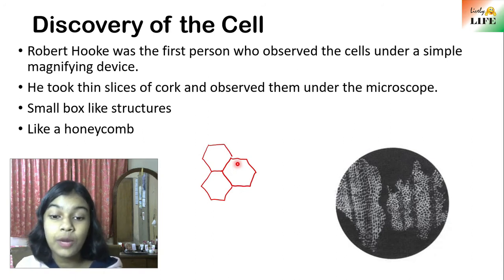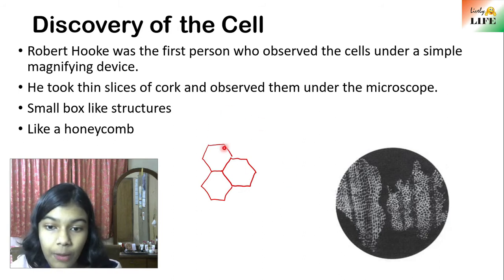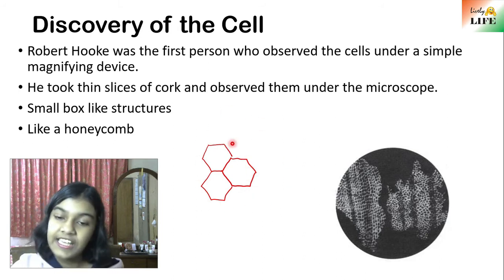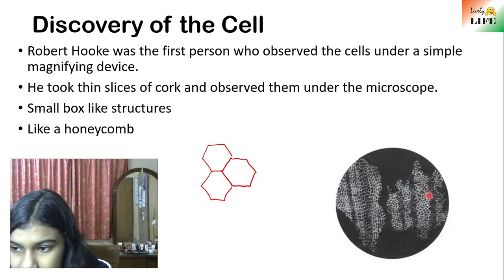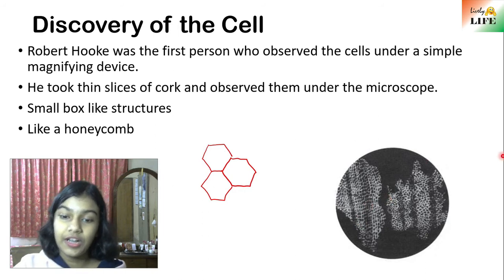So what did Robert Hooke observe? He observed boxes that appeared like a honeycomb. It was something like this in shape. If you see it clearly in this photo, it will also appear as box-like structures. So this is what Robert Hooke observed.